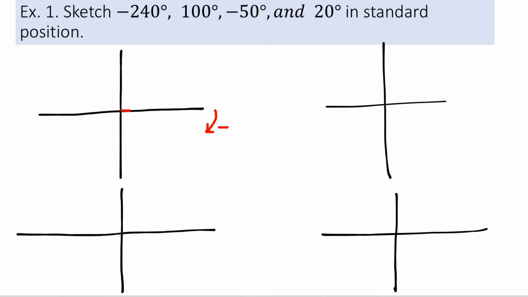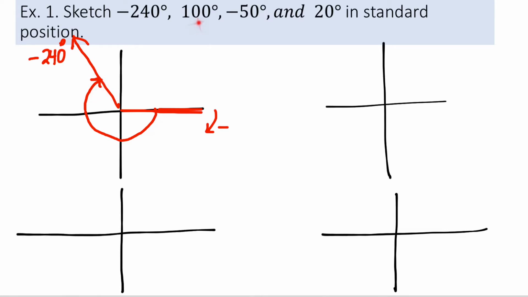So I'm going to write my initial side on the positive x-axis, and I'm going to rotate negative 240 degrees, which is 240 degrees in the negative direction. So starting here, I'd go negative 90, negative 180, and then 60 more degrees, and I'd wind up here. So this would be my terminal side. Right here, this would be negative 240 degrees. And my arrow indicator right here indicates that I swept through in the negative direction by this amount.